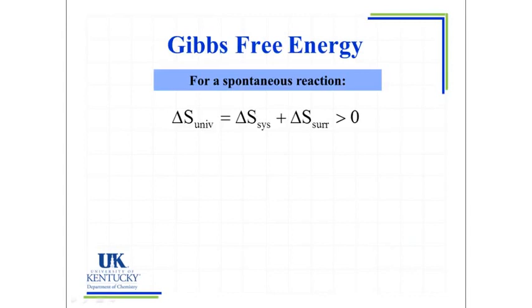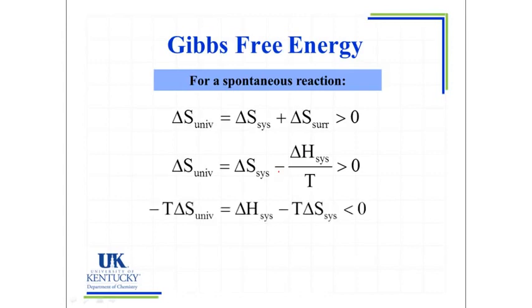Let's start where we ended the last module. Delta S of the universe equals delta S of the system plus delta S of the surroundings. We know that for a spontaneous reaction, this value must be greater than 0. However, we know that the delta S of the surroundings is equal to the negative delta H of the system divided by the temperature. So we can substitute that into our expression. So now we have delta S of the universe equals delta S of the system minus delta H of the system over T. To be spontaneous, this process still needs to be greater than 0.